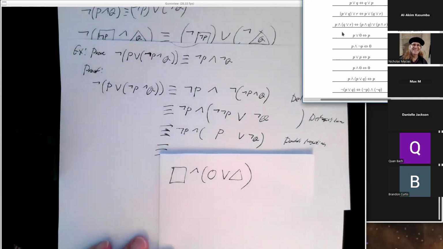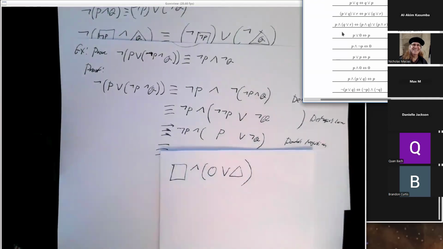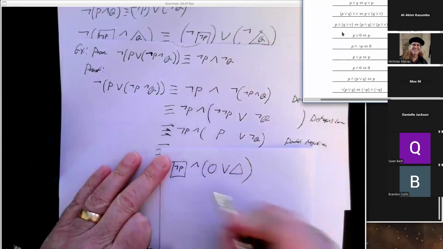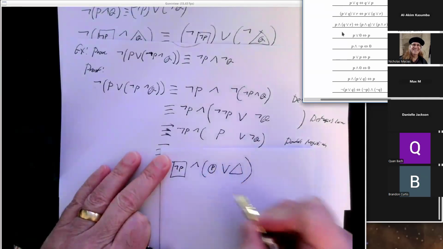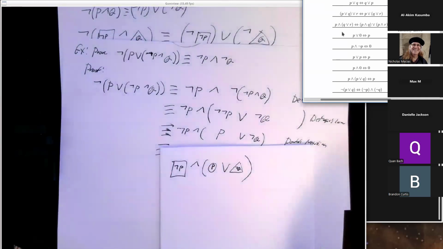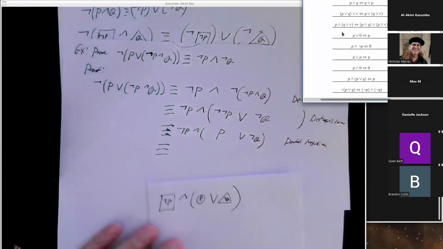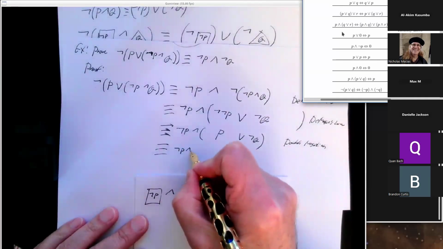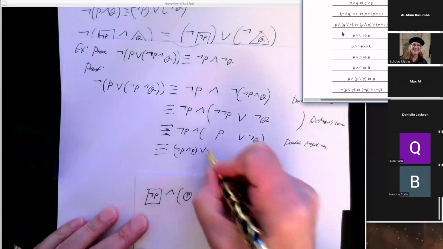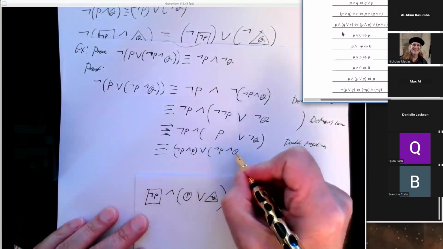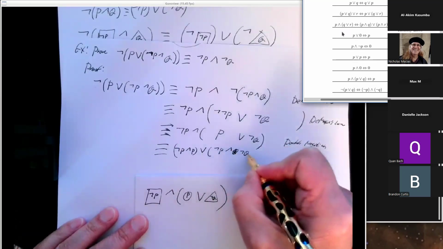So distributive law, I'm going to make my box not P. I'm going to make my circle P. I'm going to make my triangle not Q. So the distributive law says this is equivalent to (not P and P) or (not P and not Q).